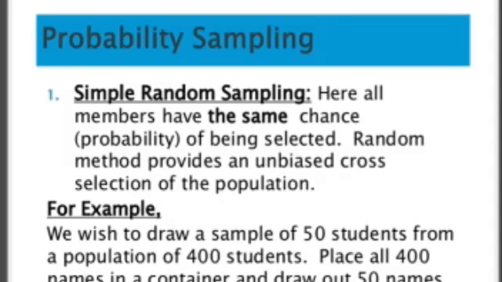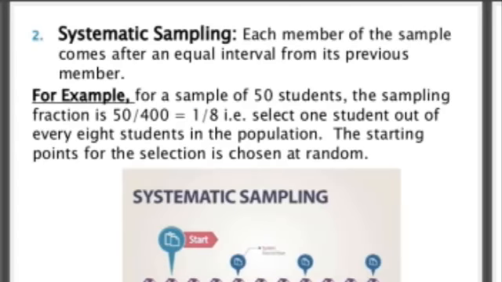For example, if you wish to draw a sample of 50 students from a population of 400 students, place all the 400 names in a container and draw out 50 names one by one. So it means that for all those 50, the chance to be selected from those 400 was equal for everyone.